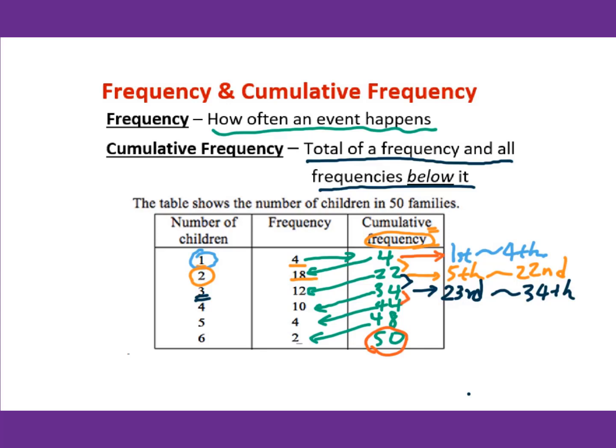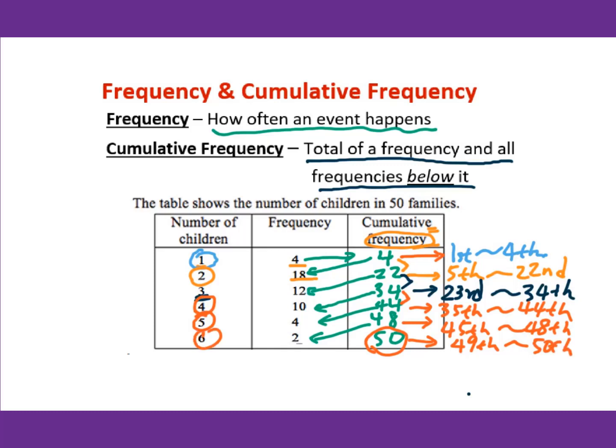And 44, that means the 35th data to the 44th data, the value will be this 4. And 48 means from the 45th data to the 48th data, the value will be 5. And for 50, that's from the 49th data to the 50th data, the value will be this 6.